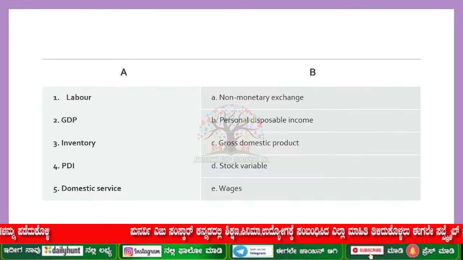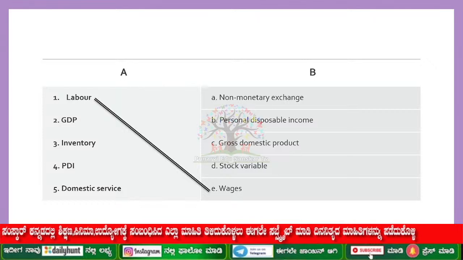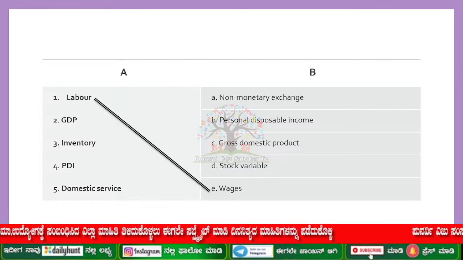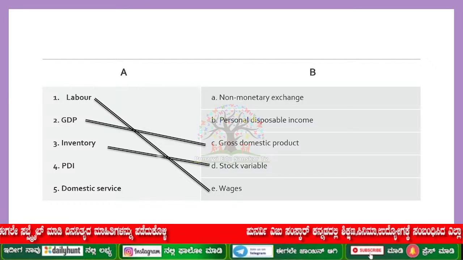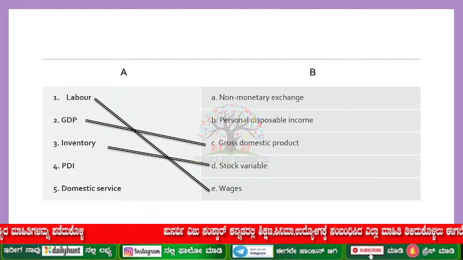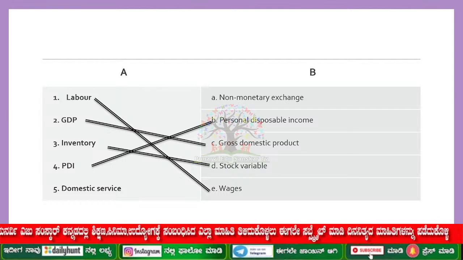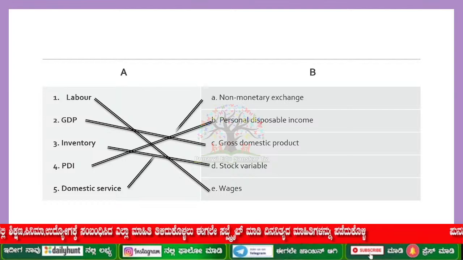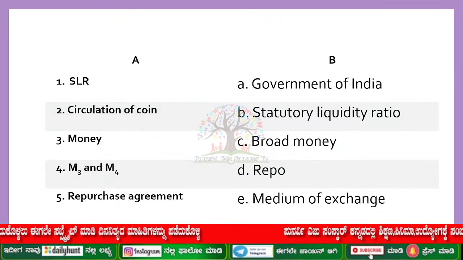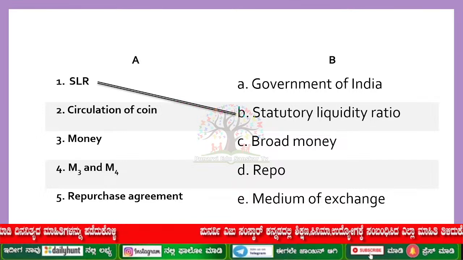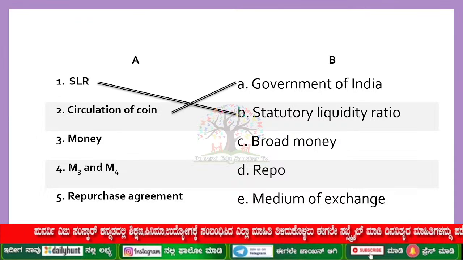Now let us discuss this one. Labor, for labor we know the reward will be wages. GDP, expansion, gross domestic product. Inventory, it is a stock variable. PDI, personal disposable income. Domestic service, it is a non-monetary exchange as it is not included in GDP. This is the expansion for SLR. It is the statutory liquidity ratio. Circulation of coins by the Government of India.